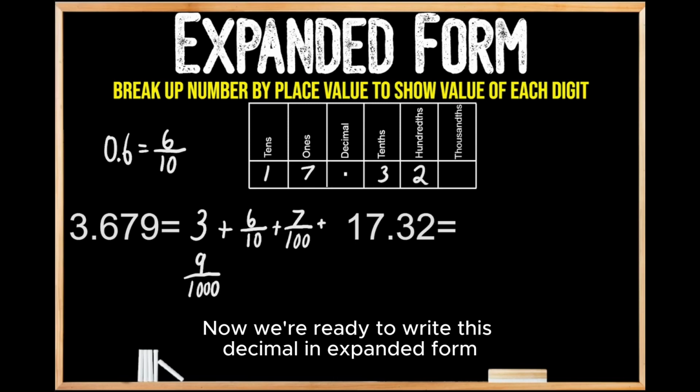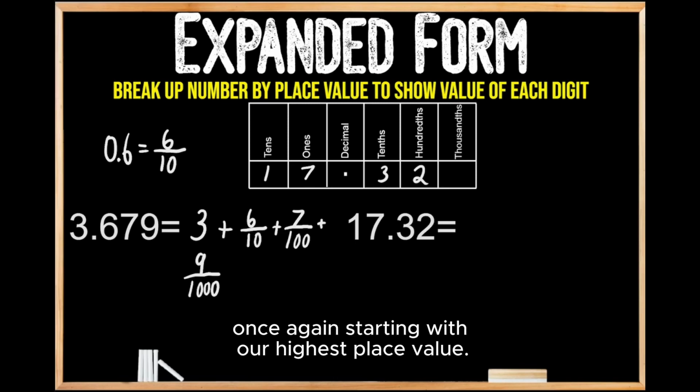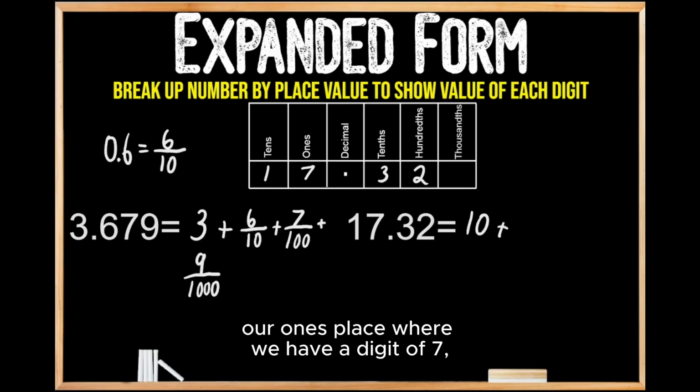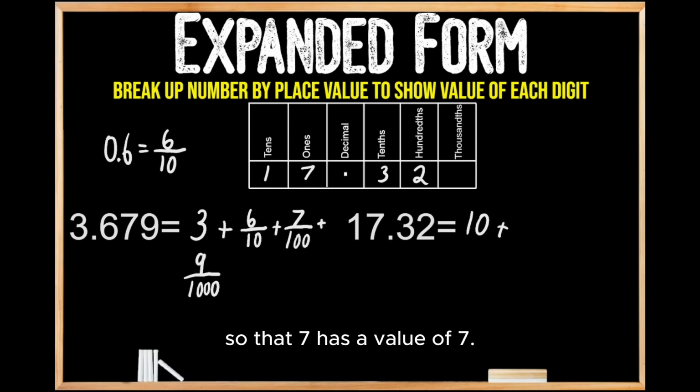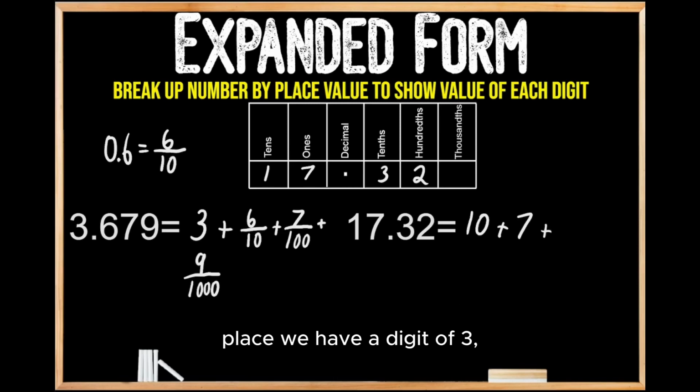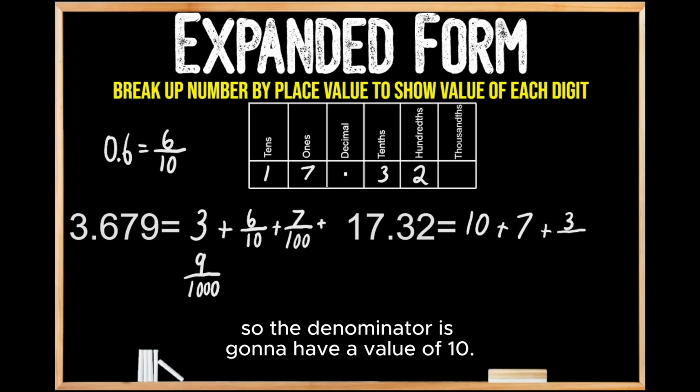Now we're ready to write this decimal in expanded form, once again starting with our highest place value. Well, in this case, we have a digit of 1 in our tens place, so that digit of 1 has a value of 10. Then we're going to move on to our ones place where we have a digit of 7, so that 7 has a value of 7. And now we're going to move on to our tenths place where we're going to have to start writing some fractions here. So in our tenths place, we have a digit of 3. So we're going to write that digit of 3 as our numerator, and then for our denominator, we're in our tenths place, so the denominator is going to have a value of 10.